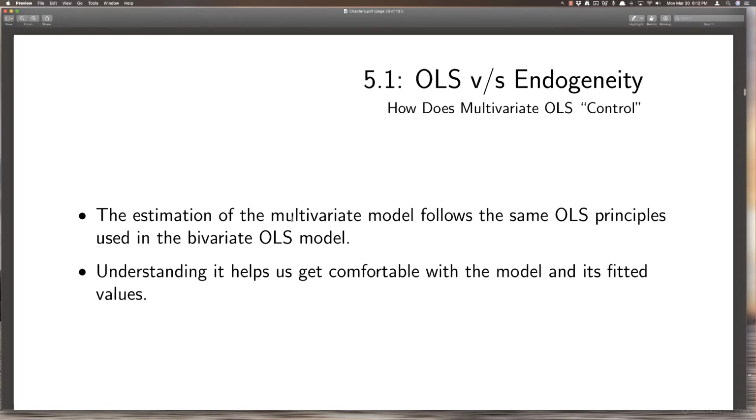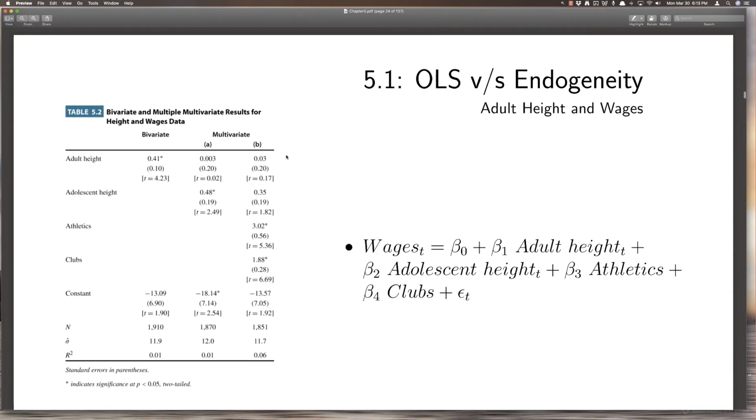Okay, so the estimation of a multivariate model follows the same steps as the OLS bivariate model. The reason we went through all of that at the beginning of the semester, chapters 1 through 4, is to help us get comfortable with the model and how everything works. And now we're going to be able to add these other variables. But it's analogous to what we did in chapter 3.